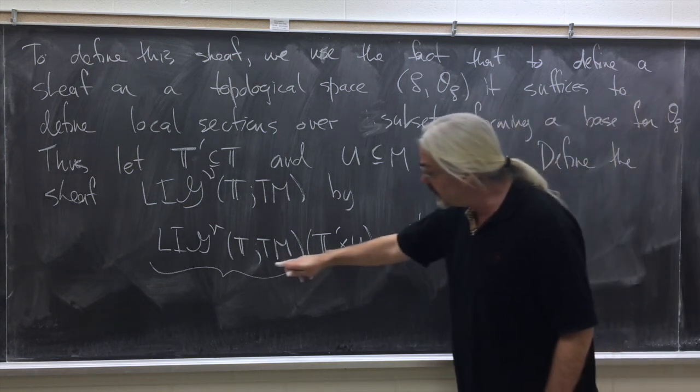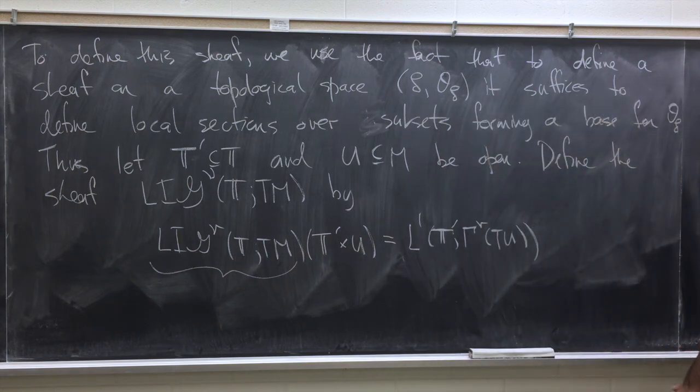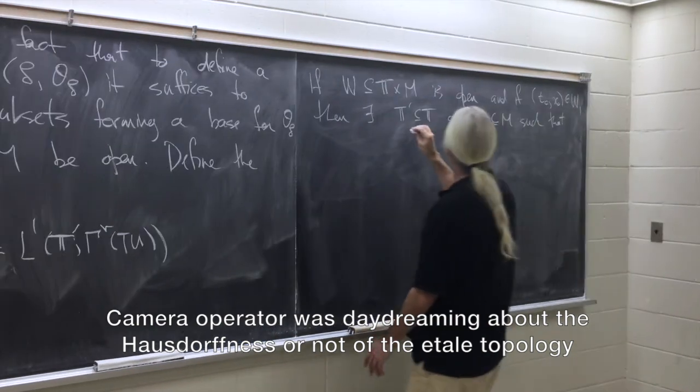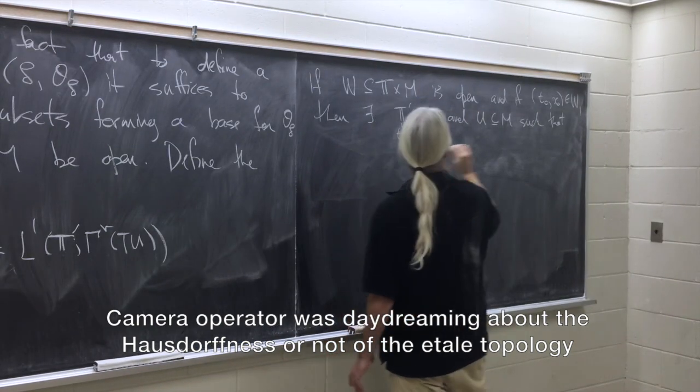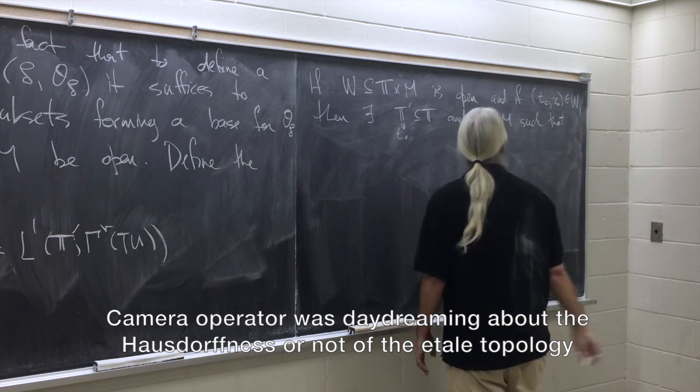is that if you have a local section of this sheaf, okay, so if W is some open subset, and if you take some, let's say, T-naught, X-naught in W, okay, there'll be some product neighborhood of T-naught, X-naught. Okay, so we have a T-prime and U. Okay, so T-prime will be a neighborhood of T-naught. And U will be a neighborhood of X-naught, okay?